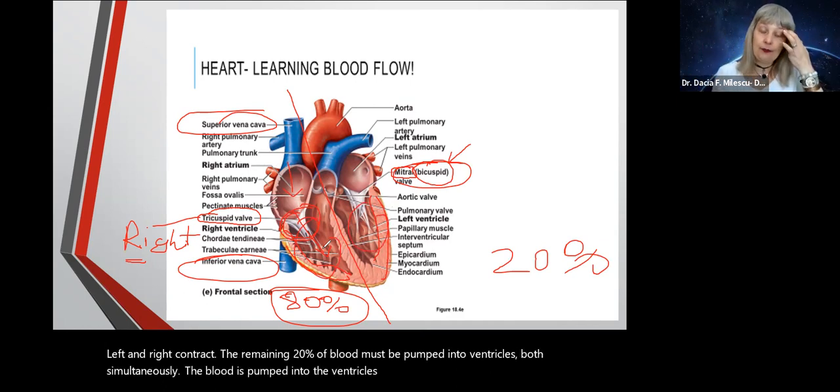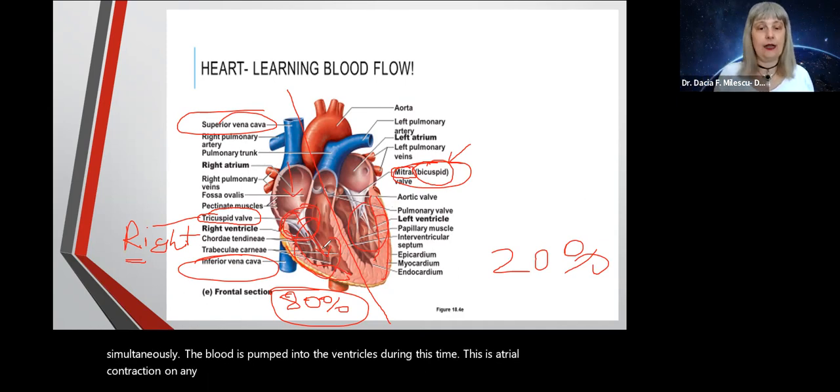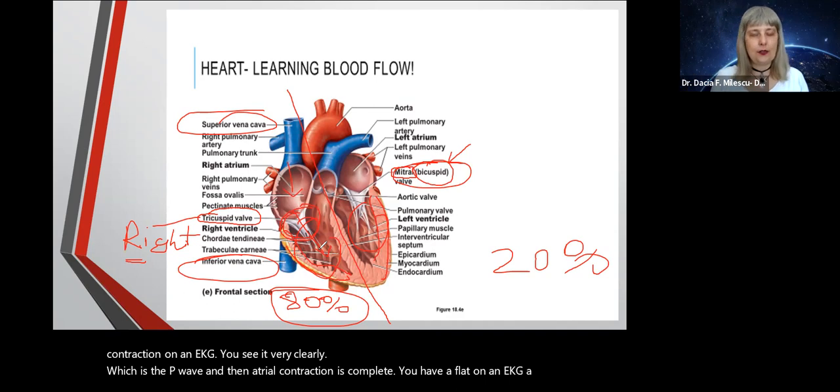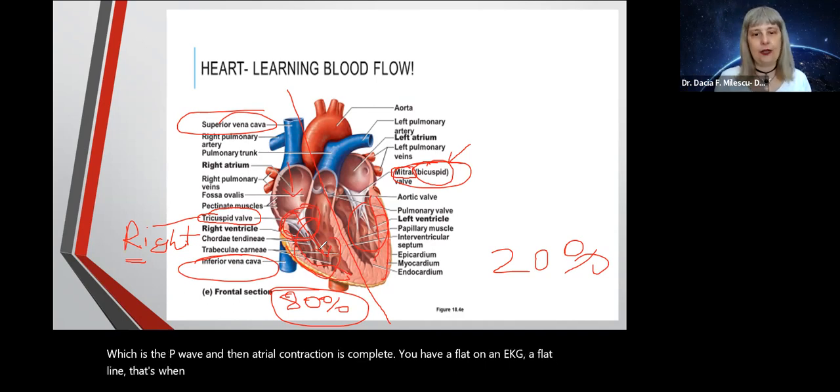During this time, this is atrial contraction on an EKG. You see it very clearly, which is the P wave. And then atrial contraction is complete. You have a flat line on an EKG. That's when atrial contraction is complete. And we're getting ready now to cause depolarization.